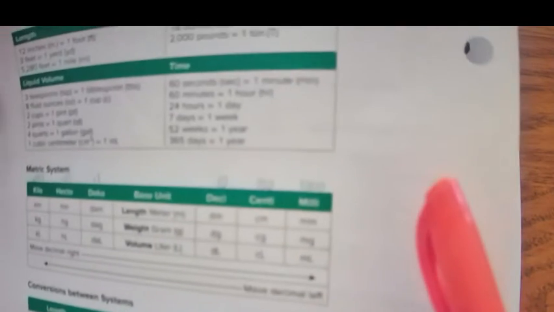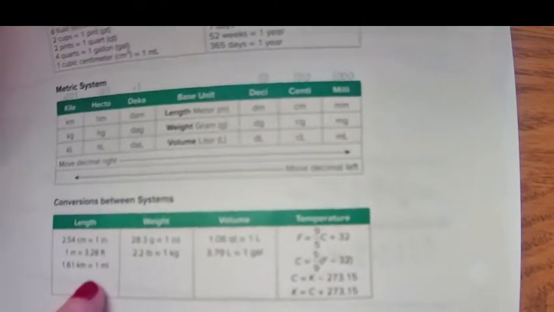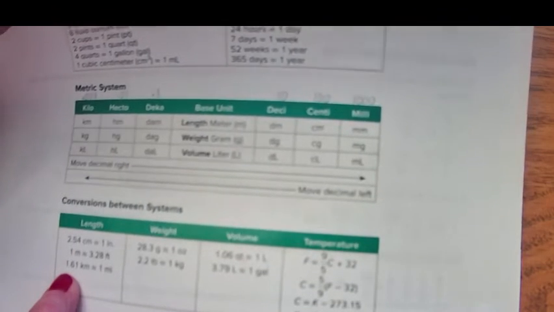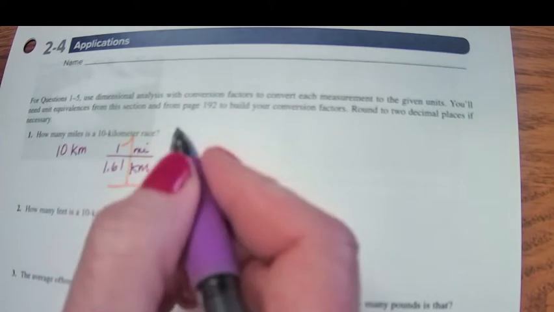And when I look at my conversion, I see that right here, 1 mile equals 1.61 kilometers. This is just like multiplying by 1, but it's a special way of writing 1 so that my units will cancel. I have a kilometer in the numerator and a kilometer in the denominator. They are going to cancel each other.